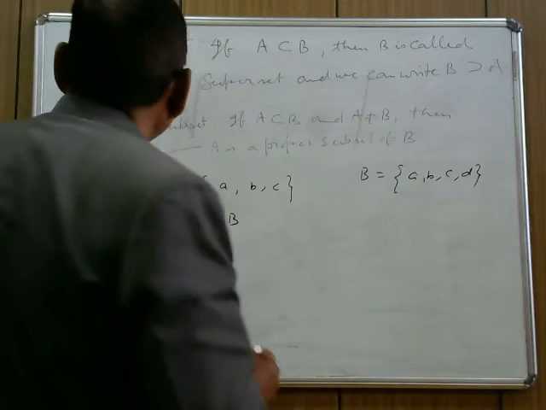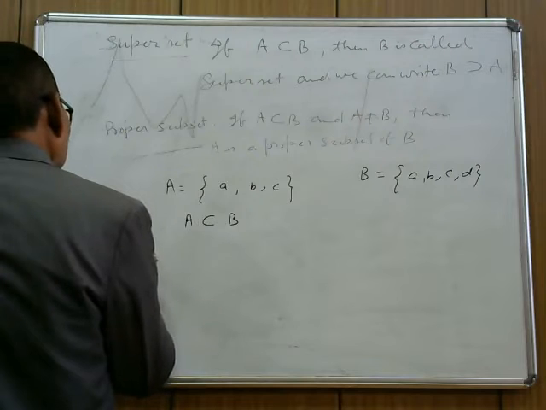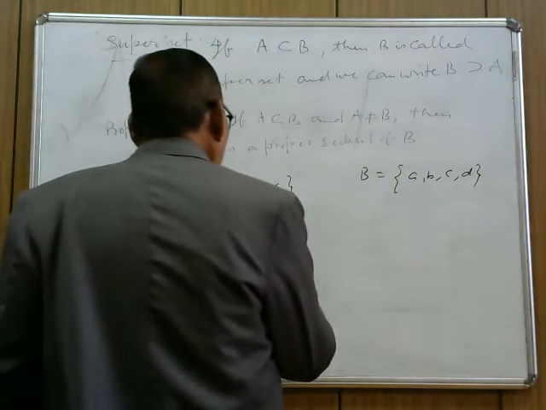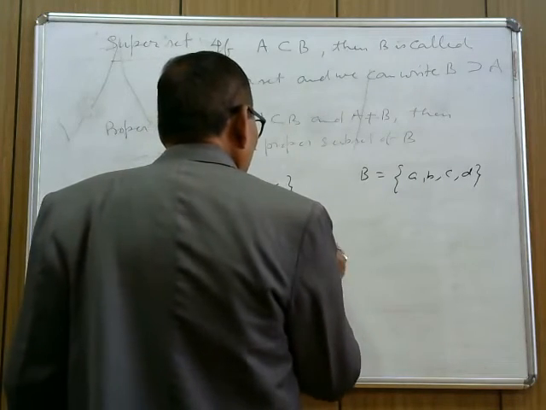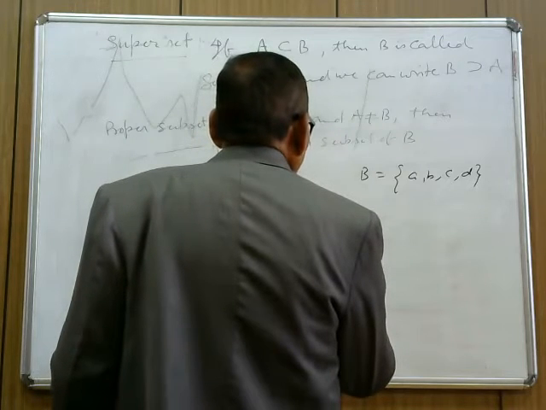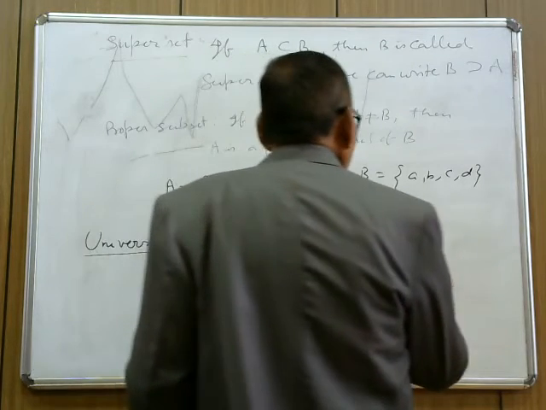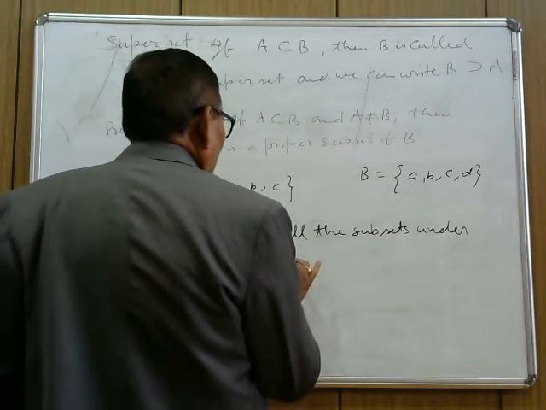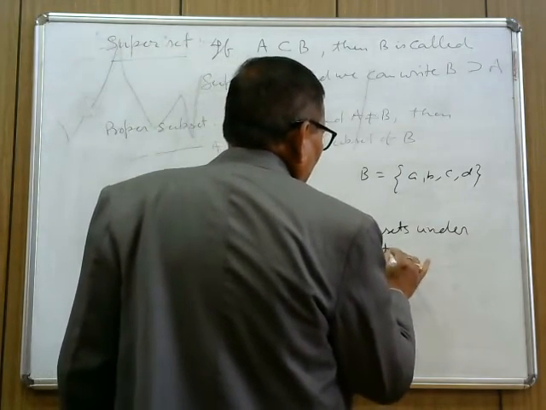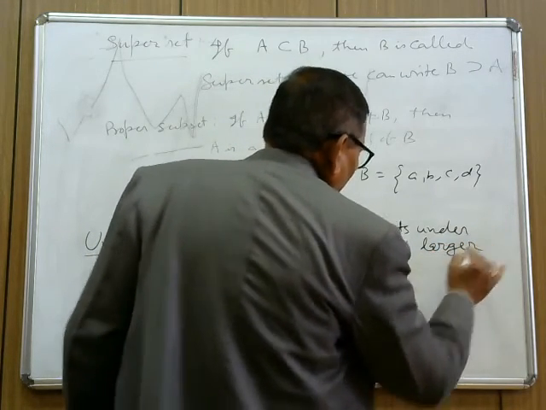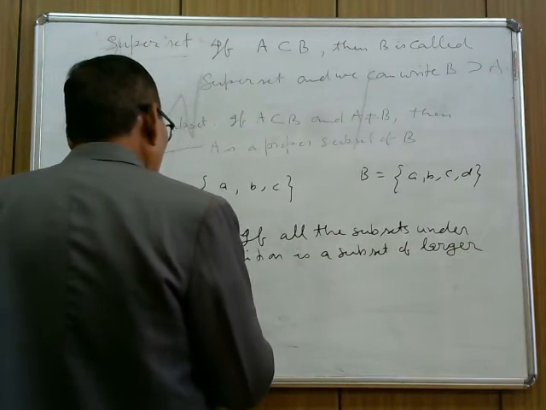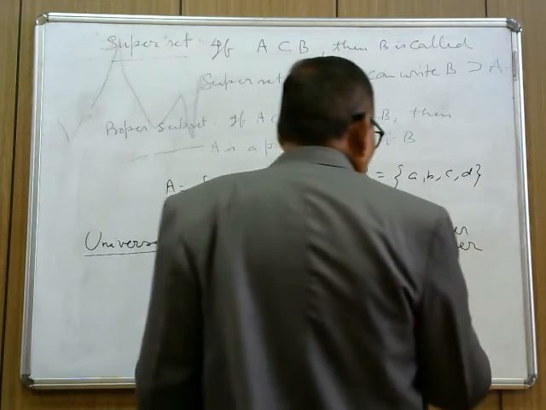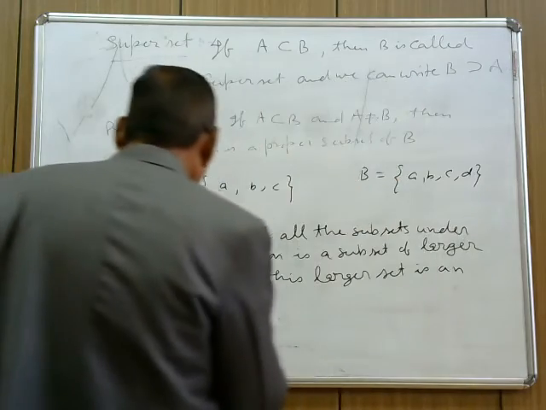Next one, universal set. How can you define the universal set? It is very difficult to define it. If all the subsets under consideration are subsets of a larger set, then this larger set is a universal set.